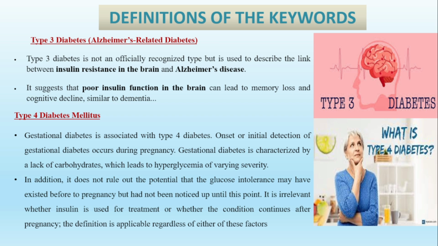Onset or initial detection of gestational diabetes occurs during pregnancy. Gestational diabetes is characterized by a lack of carbohydrate tolerance, which leads to hyperglycemia of varying severity. In addition, it does not rule out the potential that the glucose intolerance may have existed before pregnancy but had not been noticed until this point. It is irrelevant whether insulin is used for treatment or whether the condition continues after pregnancy. The definition is applicable regardless of either of these factors.